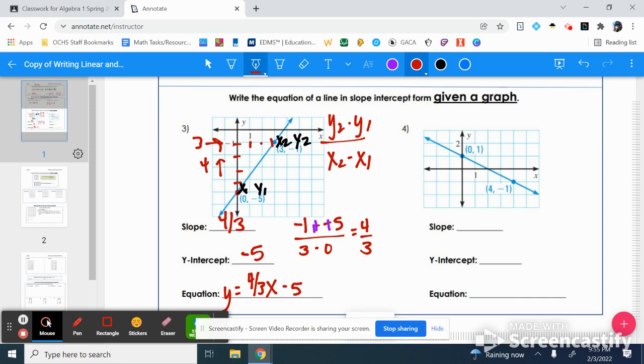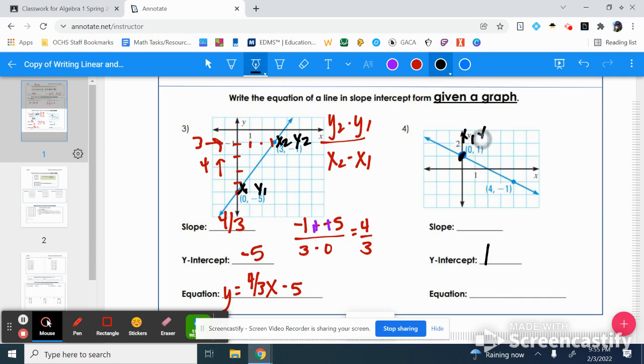I want you to pause the video at this point and try number 4 on your own. As you're looking through number 4, hopefully you recognized your y-intercept is here at +1. I can label my values.